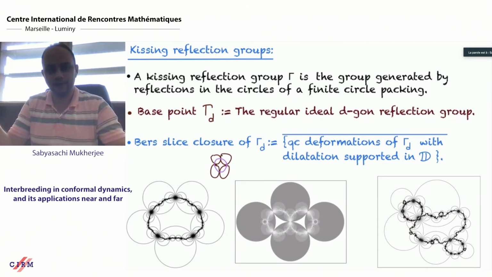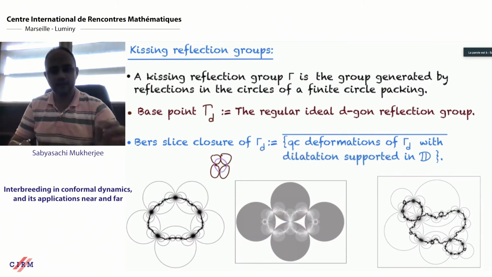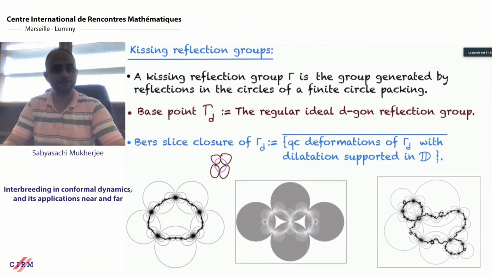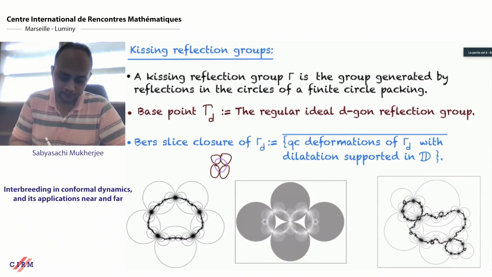Everything on the boundary is geometrically finite. All that can happen is your circles may touch. This is an example of a point in the boundary of the Baire slice. Or this is a more complicated example. So this is the class of groups I'll be mostly working with.